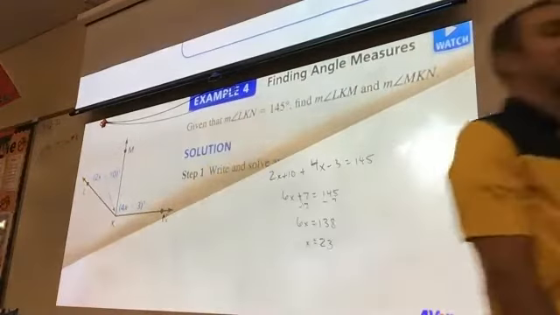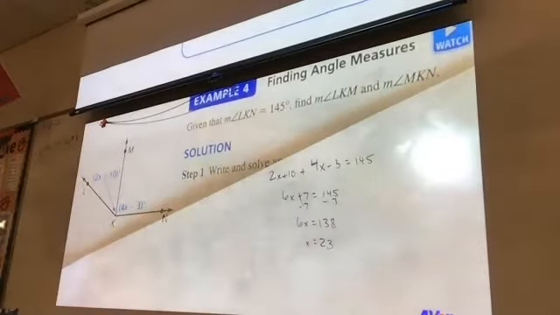A common mistake here is people see MKN and they go, yeah, that looks like a 90, and set it equal to 90. We can't do that. We can't assume that it's 90 unless they give us that little box. We have to set up the angle addition postulate. Any questions on that? So that is one type of problem that we're going to see.